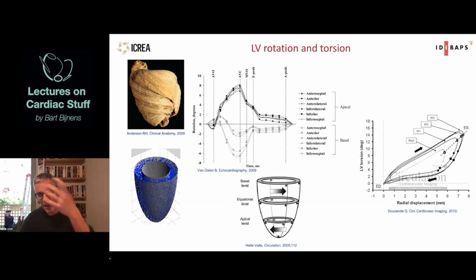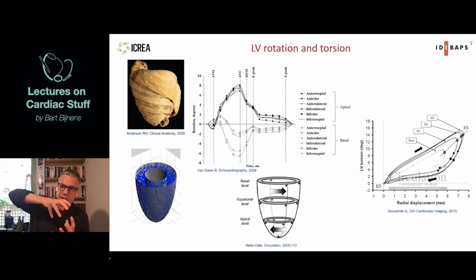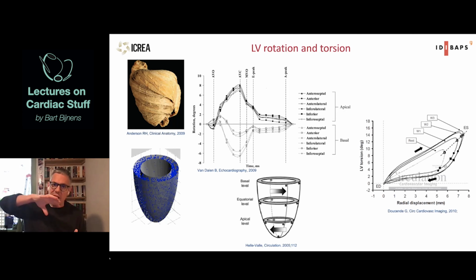And you get the kind of counter rotation back during the filling. Now, one of the things that you see also, and you can see that also in this plot, is that the rotation during the ejection phase is relatively linear. So it happens at a similar velocity. So that means that during the ejection, you get this rotation, which is gradual and more or less linear.